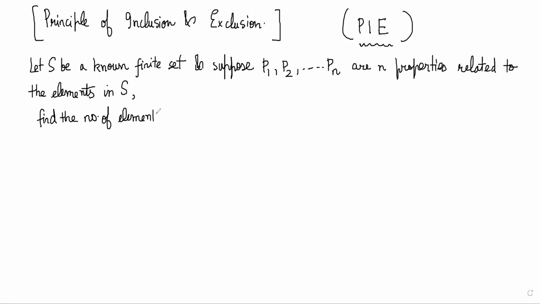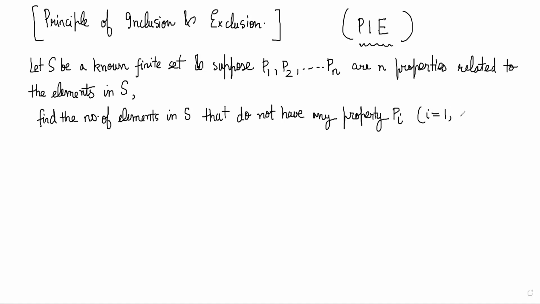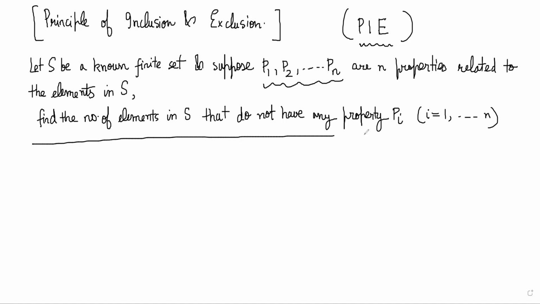Let's say the question is: find the number of elements in S that do not have any property Pi, where i goes from 1 to n. Okay, so we want to find the number of elements in the set S that do not have any of these properties Pi, where i goes from 1 to n. So this is the way we set up such a problem.